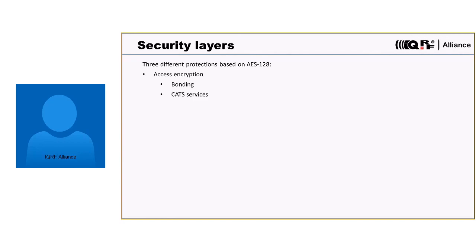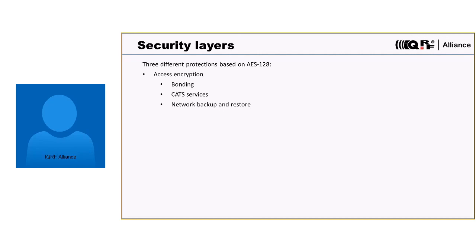The second one is CAT services. This means when you want to wirelessly get connected to an already installed network. So you also need this access password. And the third thing is when you do the backup of the network and you want to do the restore, then you also need the access password.